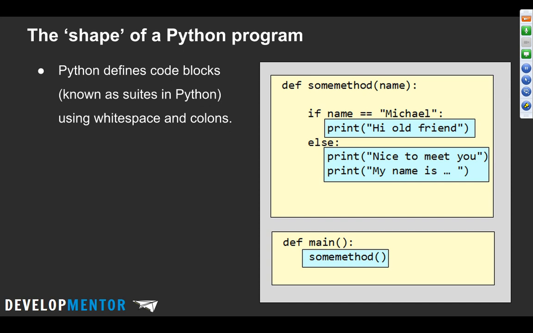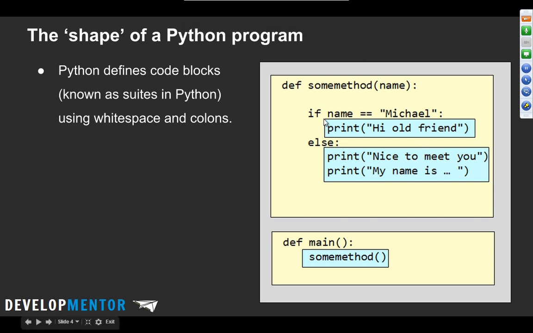Okay, so let's look at the shape of a Python program really quickly. This is probably the most striking difference from what you're used to in C#. In C# or C or C++ or Java or many of these C derivative languages, blocks of code are defined with curly braces. If statements have curly braces, methods have curly braces, classes have curly braces. Curly braces are the scoping block. In Python, we don't do that. We use white space and colons.